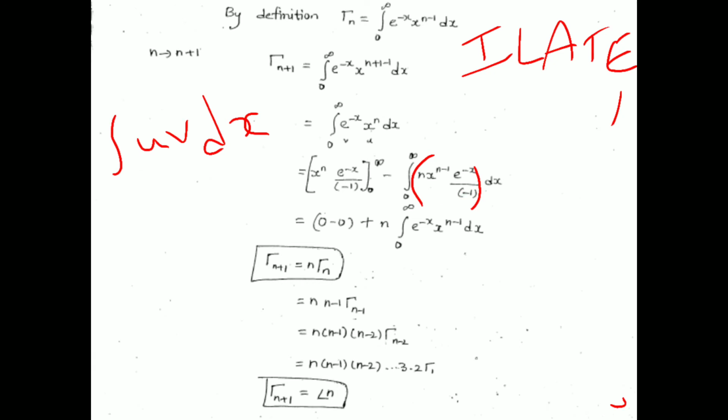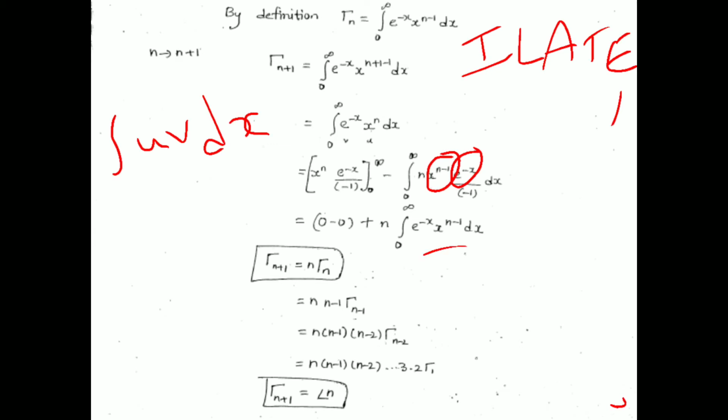So in this, n is the constant, so it has been taken out. Integration of 0 to infinity, and here 1 minus is there, already outside minus is there, so minus into minus is plus. And integration of 0 to infinity e power minus x remains here, into x power n minus 1 dx. So finally we would have this.